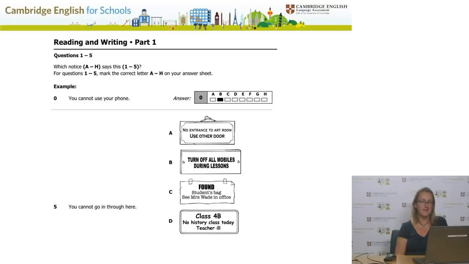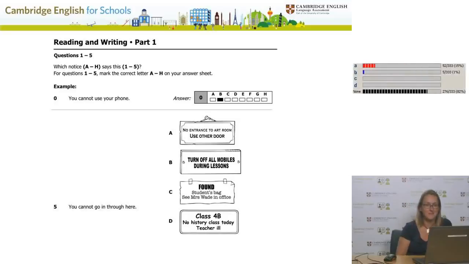Okay, so the majority here got A of the people that chose the answer from the polling button. So it does help us. Most of you got the right answer there, and I can see it coming in the chat box. But if you can click on your polling button, it's better to see what answers everyone's choosing. But that's right, the answer is A, no entrance to art room, use other door.